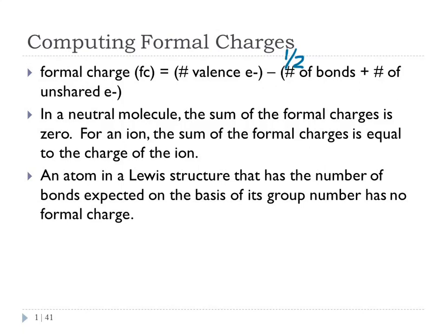Okay, so let's look at ammonia. So ammonia is NH3, and this is the Lewis structure for ammonia. Do all of the atoms in this structure have the expected valence, the number of bonds? Yeah, they do. Nitrogen wants to form 3 bonds. It's got 3 bonds. Hydrogen wants to form 1 bond. It has 1 bond. So we're going to expect that these formal charges are 0. But let's look at how we actually determine that.